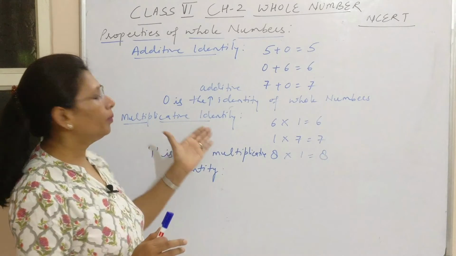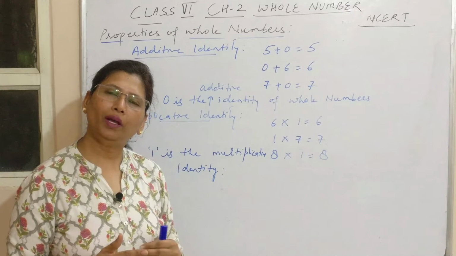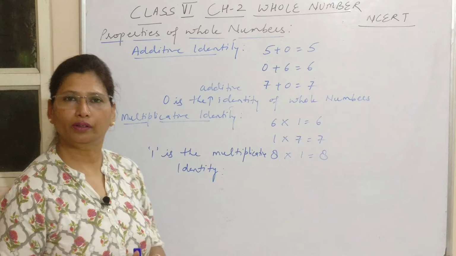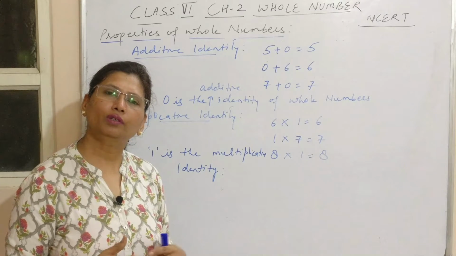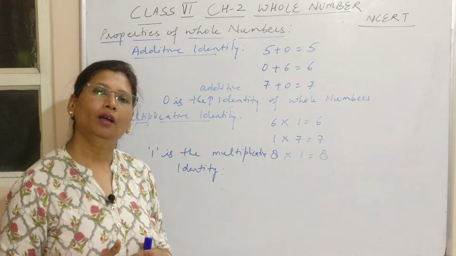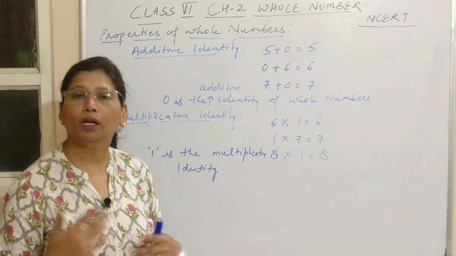Moving to next is multiplicative identity. If you multiply 1 by any whole number, you get the number itself. So 1 is the multiplicative identity. Now this is important because in further classes, when we move to rational numbers, that is fraction numbers, we are supposed to find out what a multiplicative inverse is.